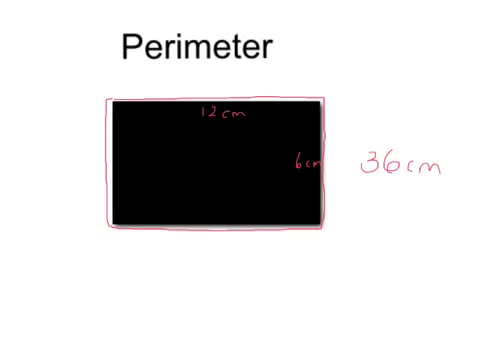You might find it more helpful if you actually write any missing measurements on. So if you wanted to write down on your shape that that was 12 and that this was 6, it might make it easier for you to see all of the different numbers that you need to add together.